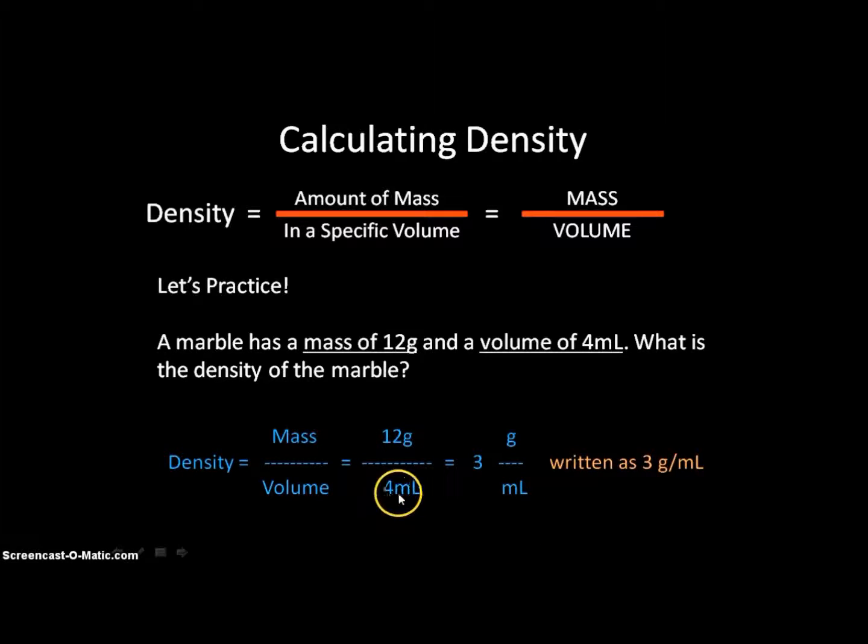So we got 12 divided by 4 is 3. And then we leave the grams over the milliliters, and we write this as 3 grams per milliliter, which literally means that there are 3 grams of matter in every milliliter of volume. And that is a measure of compactness, a measure of density.